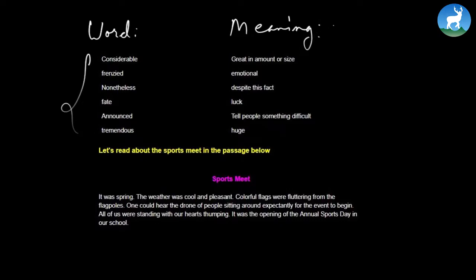Sports Meet. It was spring. The weather was cool and pleasant. Colorful flags were fluttering from the flagpoles. One could hear the drone of people sitting around expectantly for the event to begin. All of us were standing with our hearts thumping. It was the opening of the annual sports day in our school.